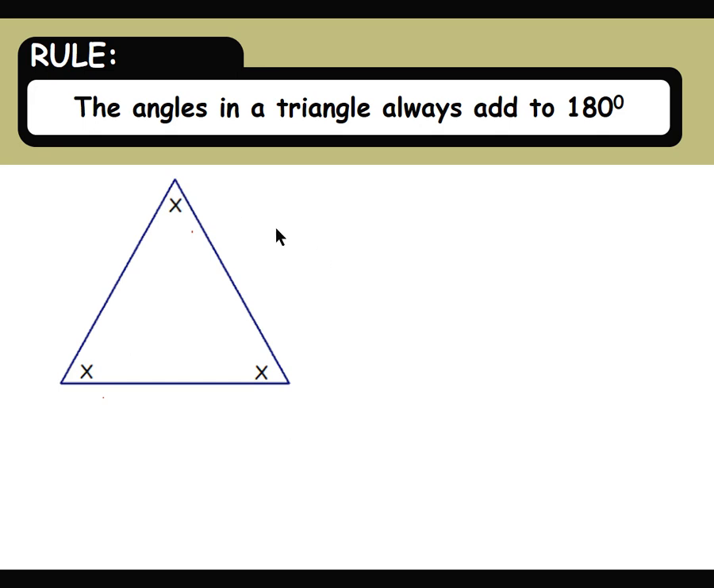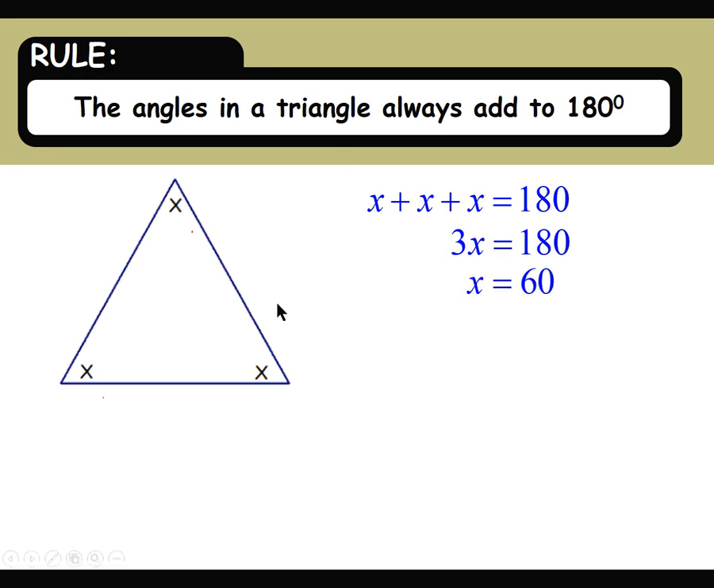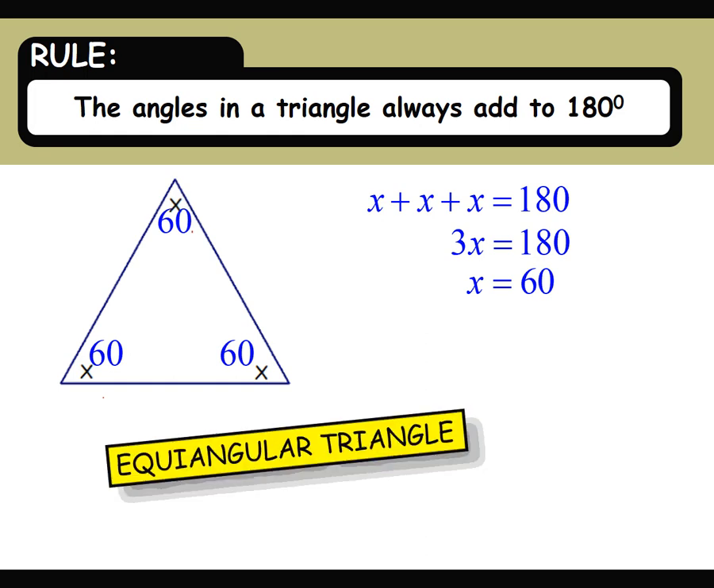You set up an equation to solve for x. In this case, that equation will be x plus x plus x is equal to 180. Combine like terms and solve. If 3x is equal to 180, and then simply divide it by 3, and we'll get x is 60. Whenever we have this triangle where all the angles are the same, what we call equiangular, the angles are always going to be 60. This particular triangle pops up over and over again over the course of the semester and year.